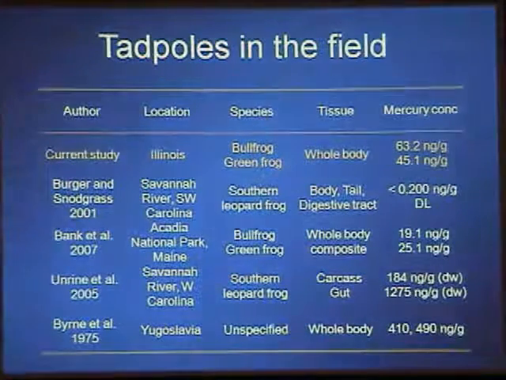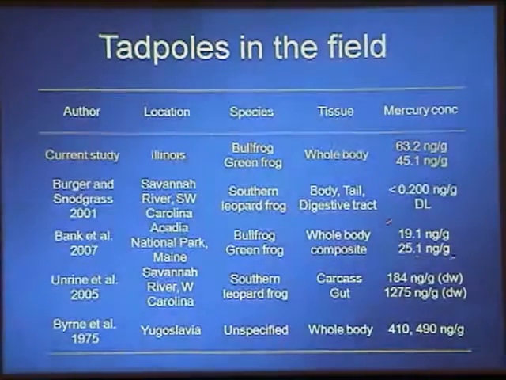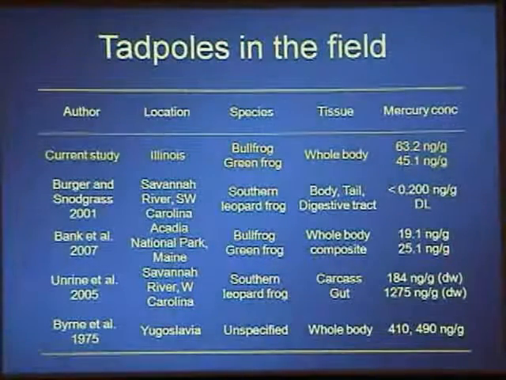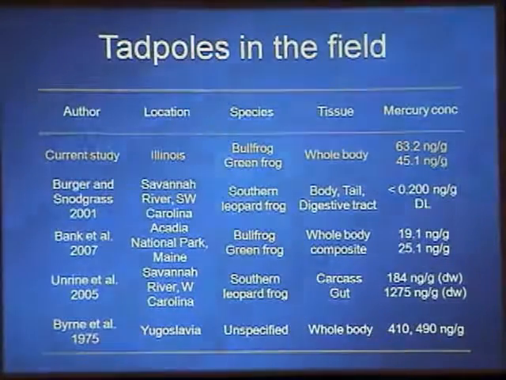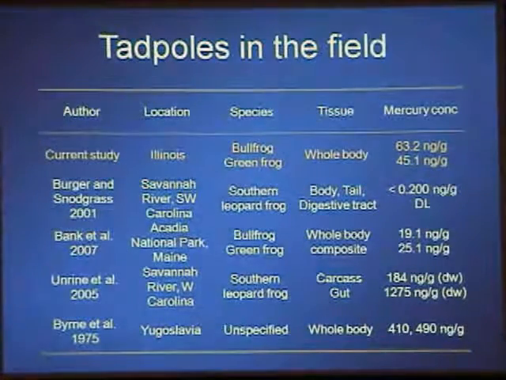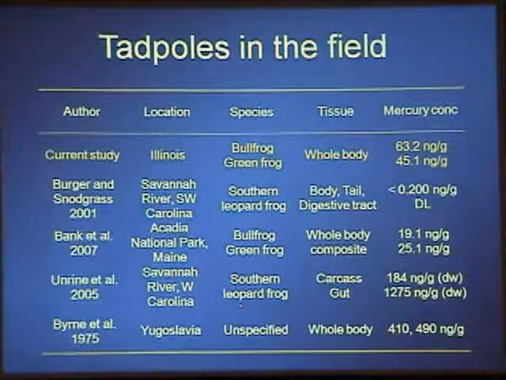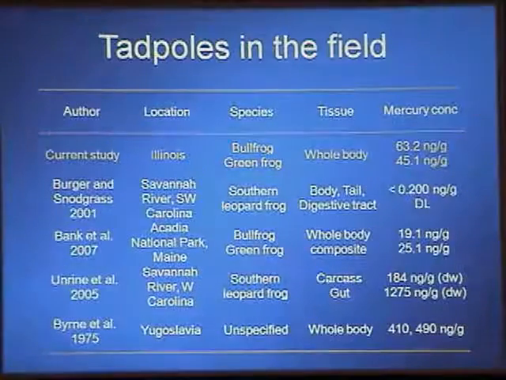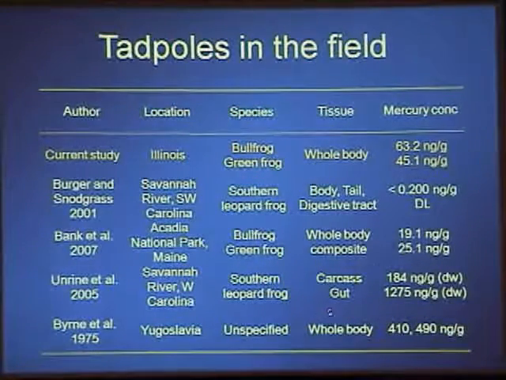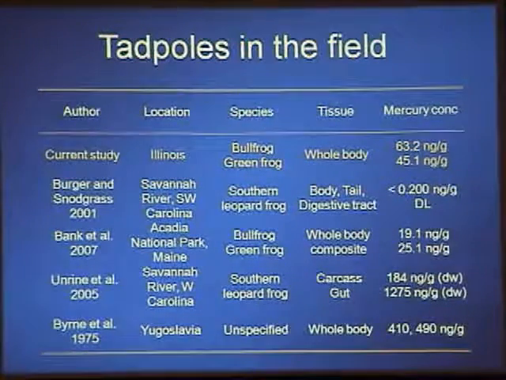Studies done in Acadia National Park using bullfrog and green frog, and this was probably the one that's most closely related to the studies that we've done, found concentrations that were a little bit lower than the concentrations that we measured in our tadpoles. These concentrations are given in dry weight by this particular study in the Savannah River, using southern leopard frogs, using carcass and gut content. So in that particular case, they took the carcass, removed the gut content, and measured it. And these were their concentrations.